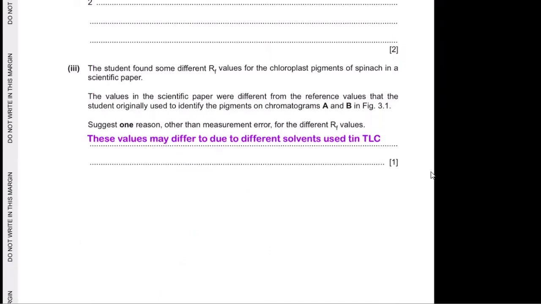The student found some RF values for the chloroplast pigment such as spinach in a scientific paper. The values in the scientific paper were different from the ones which are given here. Suggest one reason why this could be different. These values may differ because of the different solvents used in TLC. Always the solvents are the ones which are responsible for separating the pigments or the spots or the solutes. And in this case, they are the ones which lead to different values being there for this particular thing.